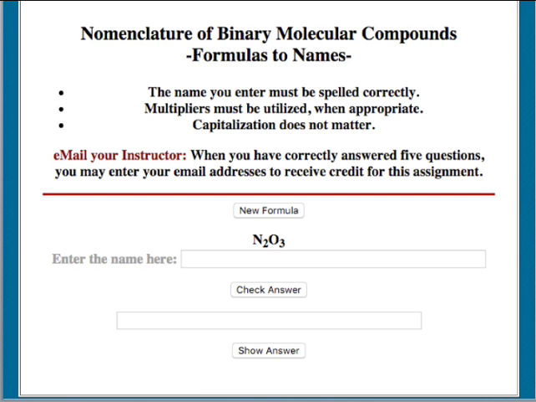So what is this guy? Dinitrogen trioxide. All right, what is this one? Monosulfide, right, that's good. And there's another one.